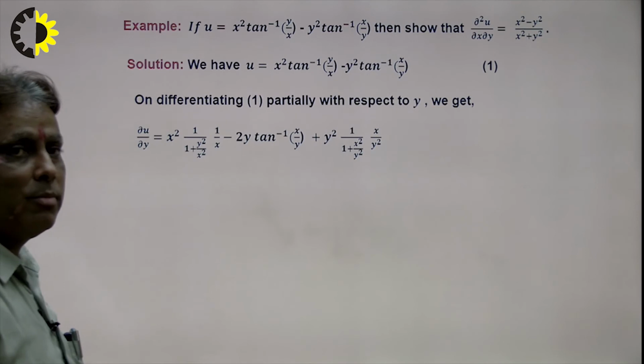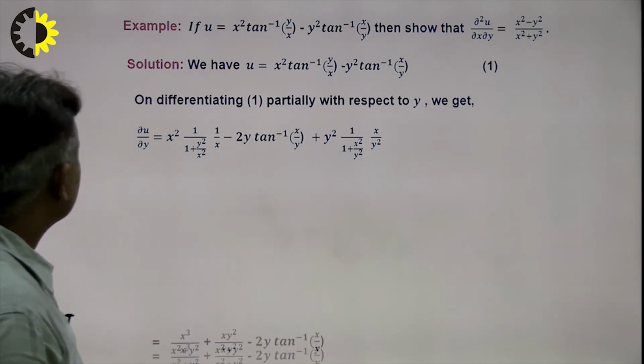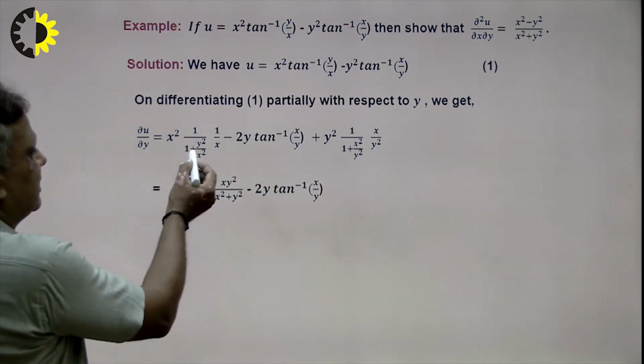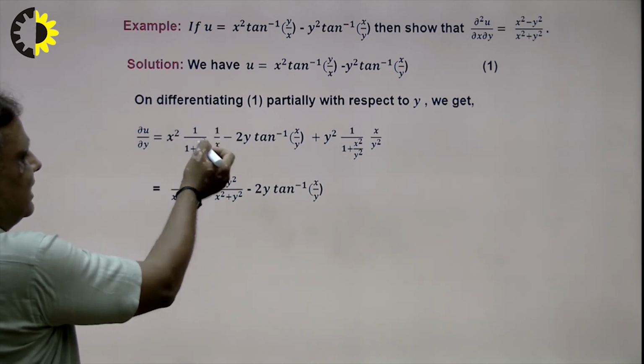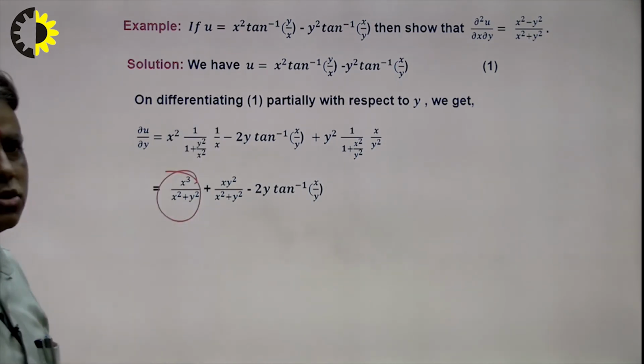Now solve the given problem, right. How to? First of all solve this. First this goes to this side and this goes to this side, x cancels out, so there will be x cube upon x square plus y square.